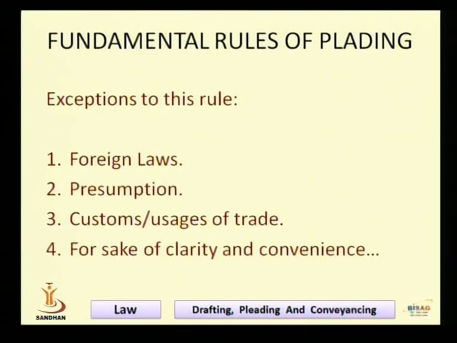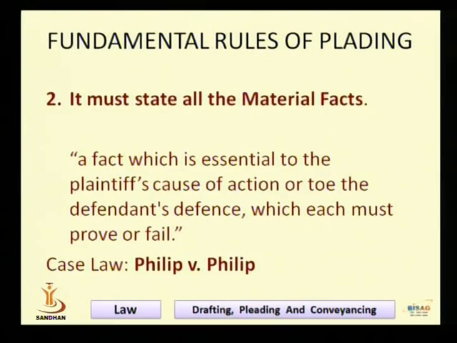Now let us switch to the second fundamental rule of pleading. The plaint or pleading must state all the material facts. Only facts can be covered by the pleading. What is the meaning of material fact?